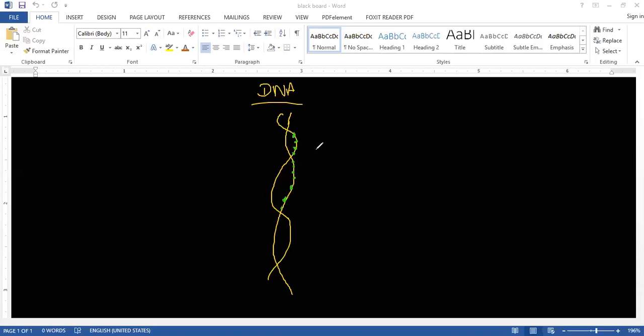The deoxyribonucleotide. Simply, if I zoom in, if you take this one, the order of this one is deoxyribonucleotide. Now here, wait, I can use a bigger color, then you can easily identify.